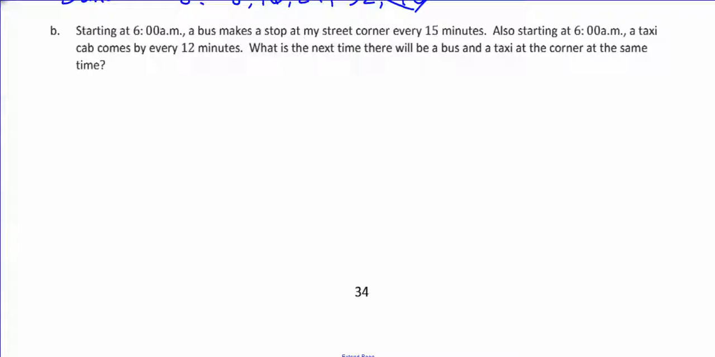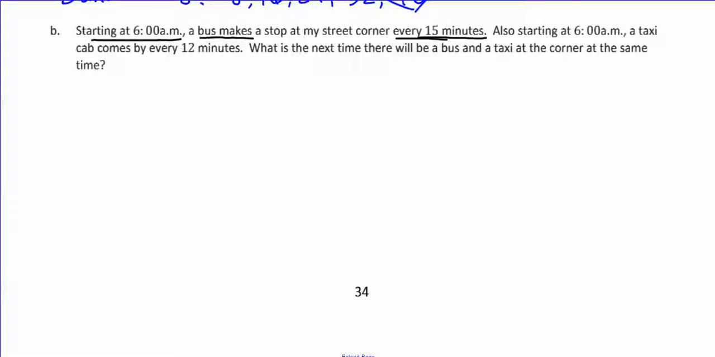It says, starting at 6 a.m., a bus makes a stop at my street corner every 15 minutes. Also, starting at 6 a.m., a taxi cab comes by every 12 minutes. What is the next time there will be a bus and a taxi at the corner at the same time? All right, so let's underline the key things. Who can tell me one thing we would like to underline here? Maddie? The bus makes a stop every 15 minutes. Very good. Is there anything else in that sentence that's very important? Lonnie? 6 a.m. Very good. That's the starting time.